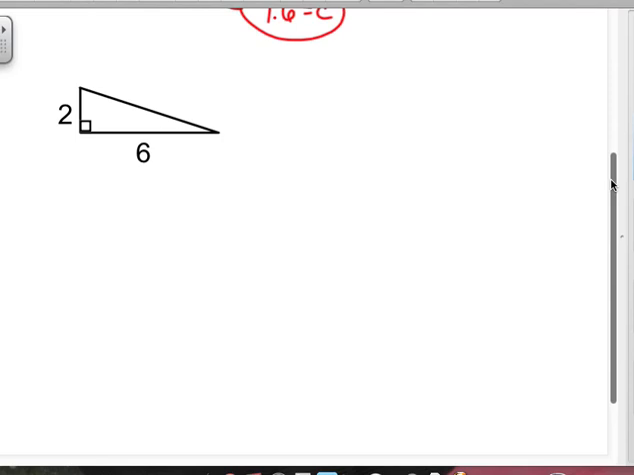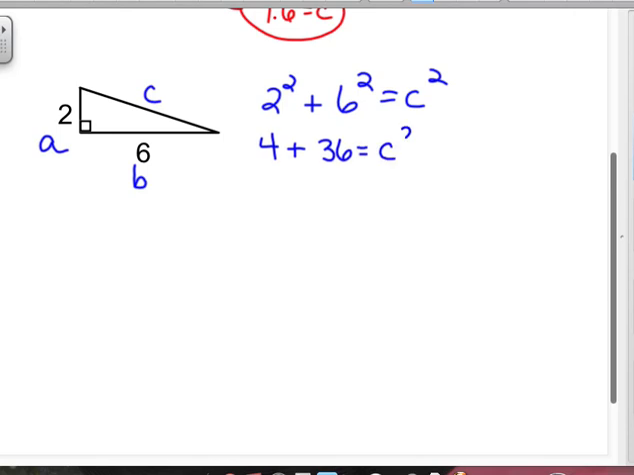I see the legs there because they make the 90-degree angle. So I'm going to say A and B just to remind myself that that's A and B. And C again is the longest side, and here it is, the one I don't know. So it's 2 squared plus 6 squared equals the hypotenuse squared. 2 squared is 4. 6 squared is 36. And C squared, I do not know. 4 plus 36 is 40. Equals some number to the second power.